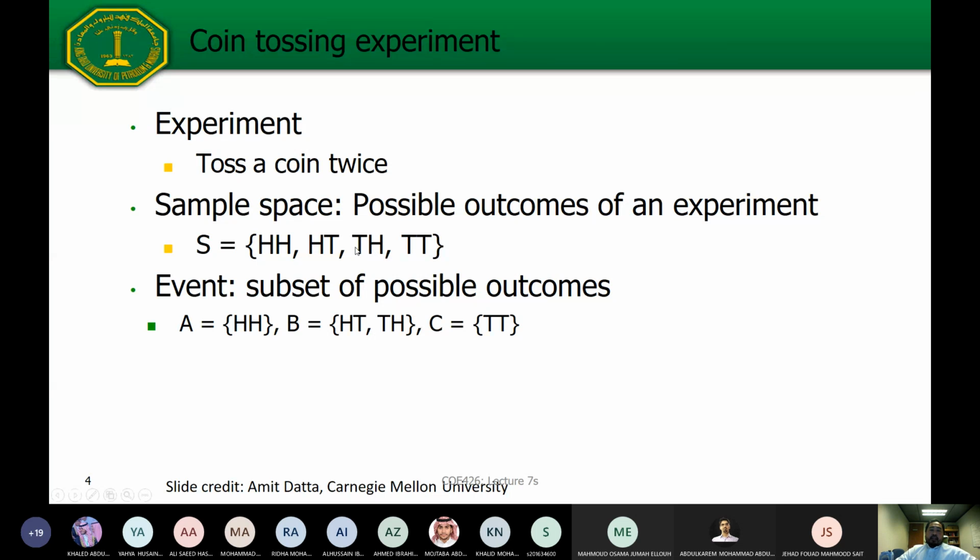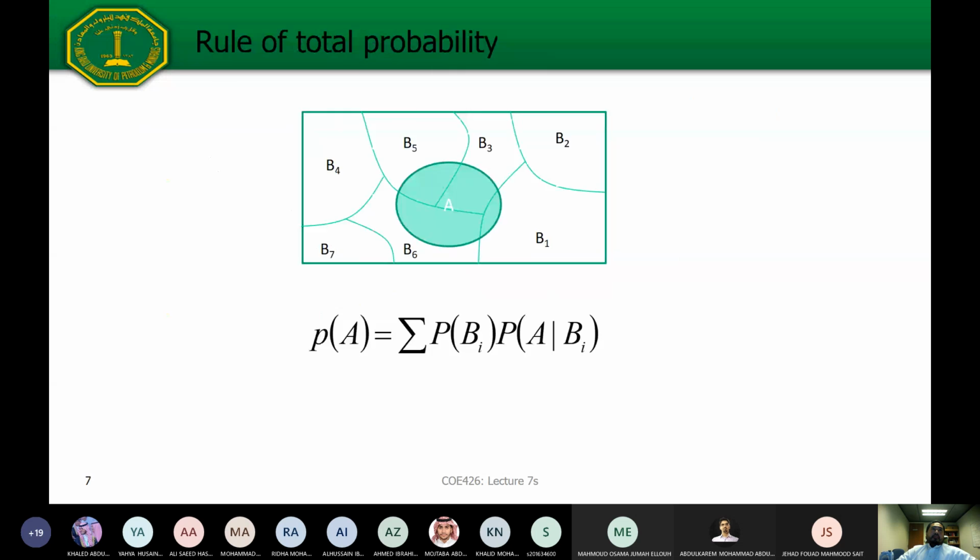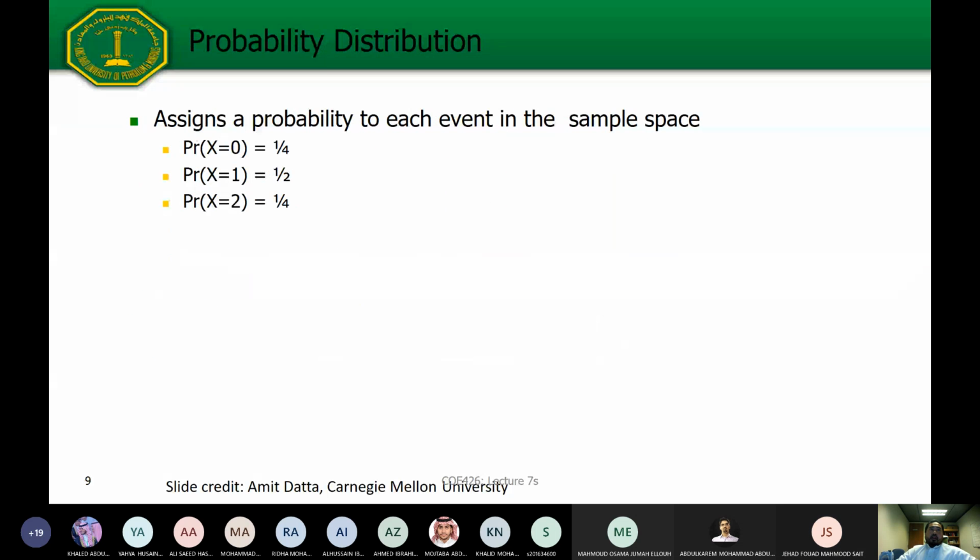What is the probability of getting 2 heads? 1 over 4. What is the probability of getting exactly 1 head? 1 over 2. Right? Because we can get either TH or HT. So 1 over 4 plus 1 over 4 is 1 over 2.